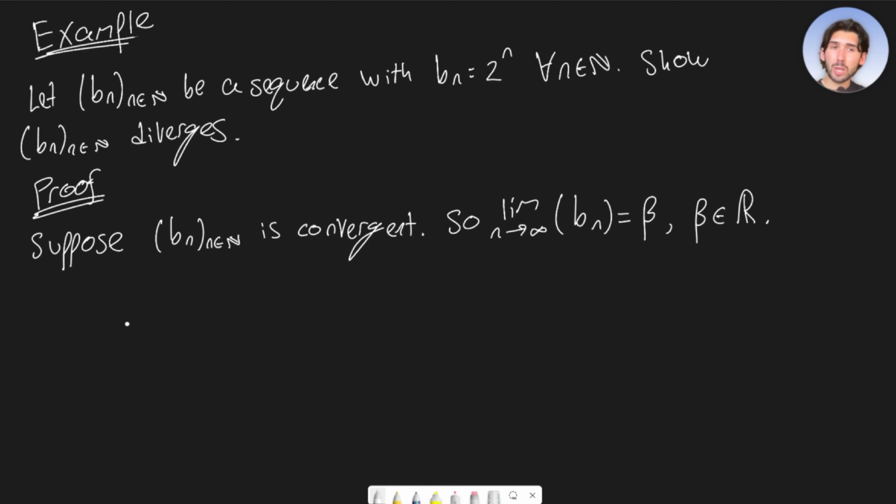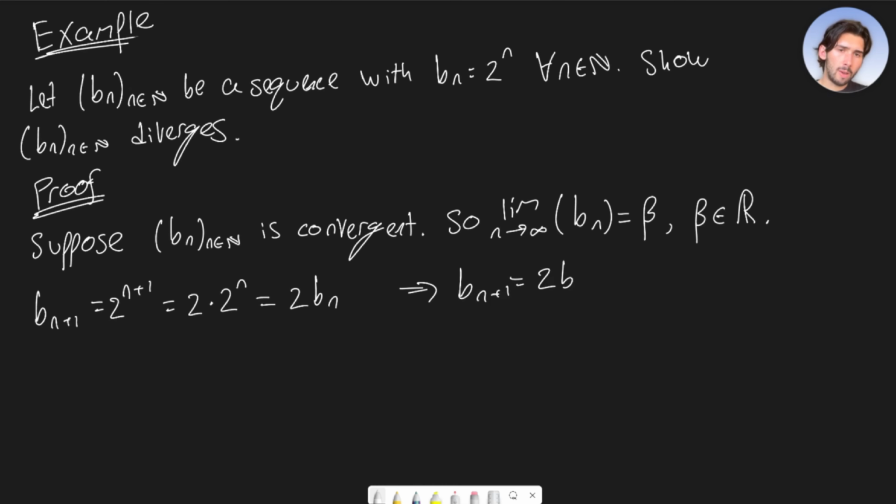Now, let's do a similar thing to last time. We can notice that B(n+1) is 2 to the power of n+1, which is 2 multiplied by 2 to the n, which is 2 times Bn. So that tells us that B(n+1) is equal to 2 times Bn. Taking the limit on both sides, because of course we're supposing that Bn is a convergent sequence, so we're allowed to do this, we have the limit as n goes to infinity of B(n+1) equals the limit as n goes to infinity of 2 times Bn.